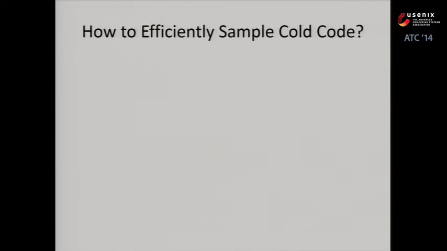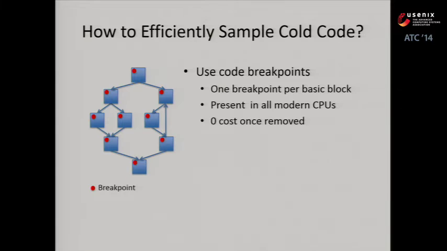So how can we sample cold code efficiently? This is the main question we're trying to answer with this work. And the key idea we use is to put a breakpoint at every instruction, at every basic block in the program. Breakpoints are a facility present in all modern CPUs, which makes them readily available pretty much on any platform. Also, when a breakpoint is removed, it no longer incurs any overhead.